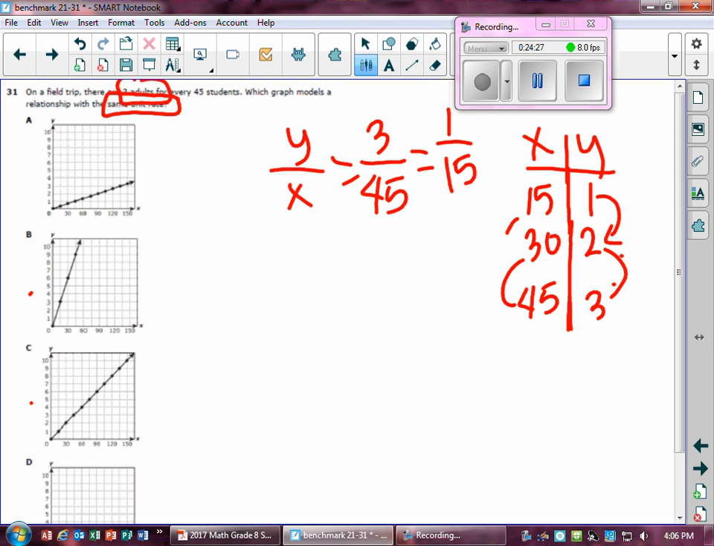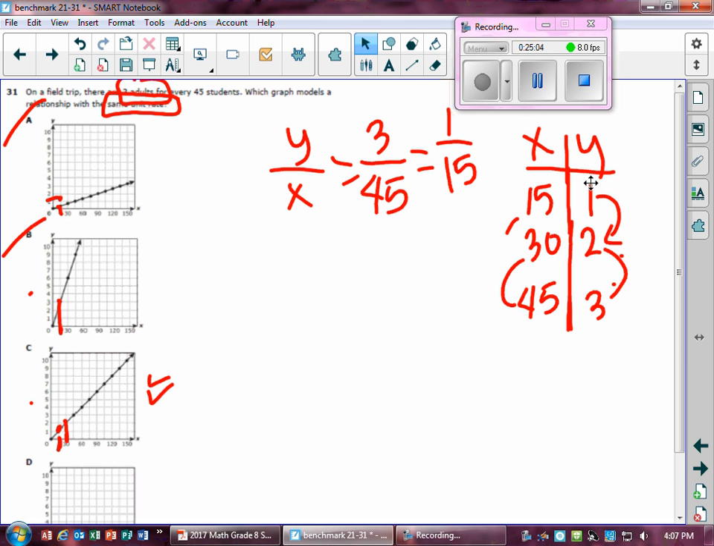Looking at A, it's saying 15 students per less than 1 adult, so it cannot be A. Let's look at B. At 15 students, we're looking for 1 adult. Well, does it say 3 adults? It doesn't match the table, so it's not B. Let's look at C. For 15 students, it's 1 adult, so it could be this one. At 30 students, it has 2 adults. Yeah, it definitely could be that one.